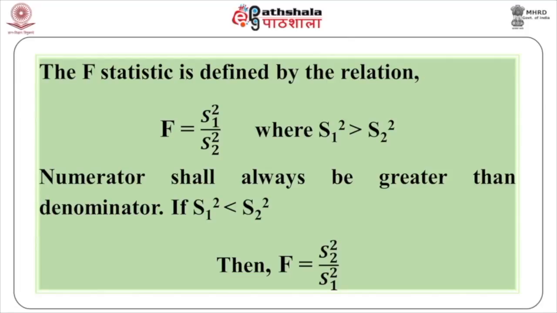The F statistic is defined by the relation F equals S1 square divided by S2 square, where S1 square is greater than S2 square. The numerator shall always be greater than the denominator. If S1 square is less than S2 square, then F equals S2 square divided by S1 square.